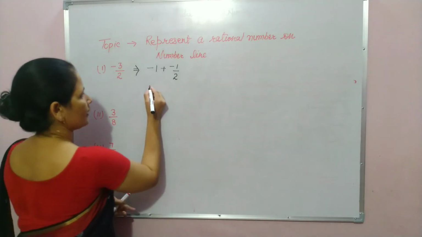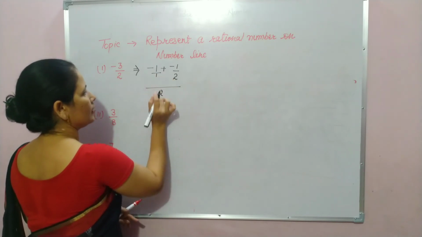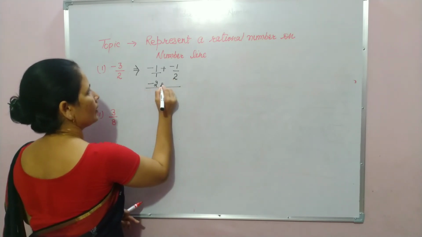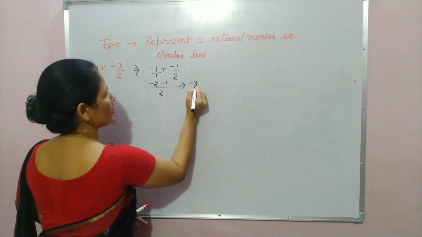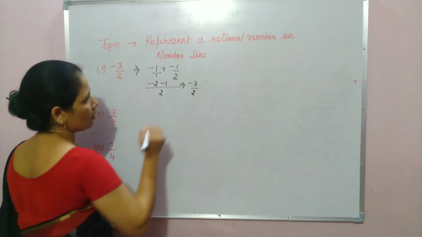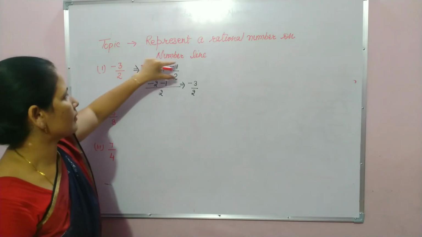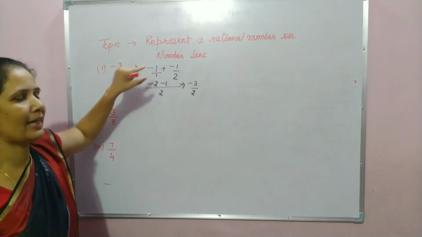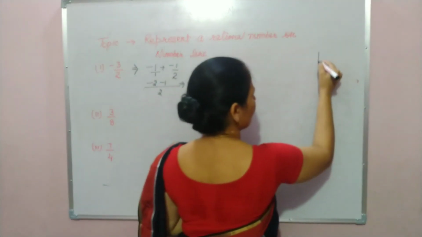How? Let's check. If we take the LCM, which is 2, and add them, what do we get? Minus 3 by 2. Now the question arises in your mind, ma'am, how do we break down this number like this? For this, I will tell you a simple way.